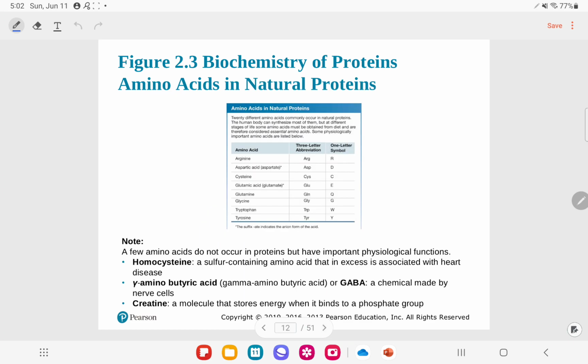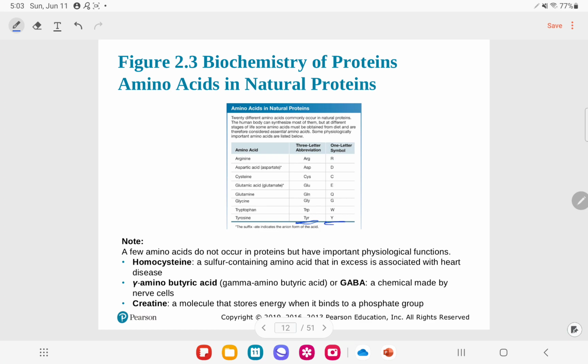And so, here are some examples of amino acids in natural proteins. We have arginine, aspartate, cysteine, glutamate, glutamine, glycine, tryptophan, tyrosine. And these are their 3-letter abbreviations with their 1-letter symbol, of course.